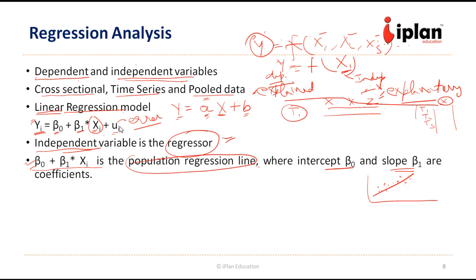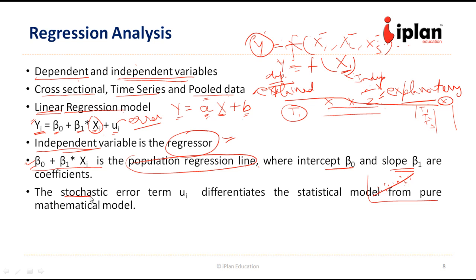We also call this error the stochastic term. We call it the stochastic error term ui, which differentiates the statistical model from the pure mathematical model. So when we talk about a pure mathematical model, we do not have any error term. As we know, in economics or finance, the relationship between any two variables is not exact or deterministic. They are rather stochastic. So inevitably there is going to be one random error term, which is different in the mathematical model and the statistical model. So the only difference is due to this error.